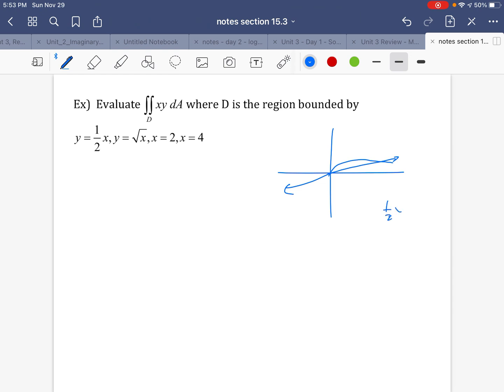And where does 1/2 x equal the square root of x? Well, square both sides, I get 1/4 x squared equals x. I get 1/4 x squared minus x equals 0. Always try to factor out an x.